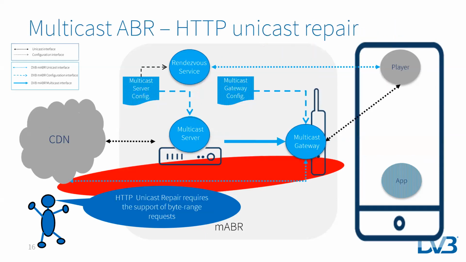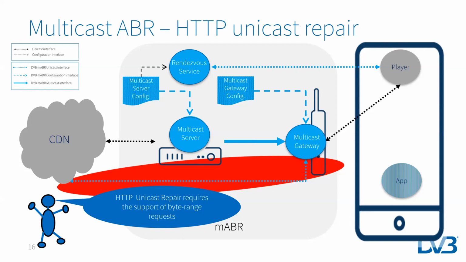So now, what I showed you so far was only multicast, the data being delivered through the multicast interface. We saw that unicast is used mostly for control, for starting the session. But HTTP unicast can also be used by the multicast gateway for other operations. The first one is repairing. We call it HTTP unicast repairing.